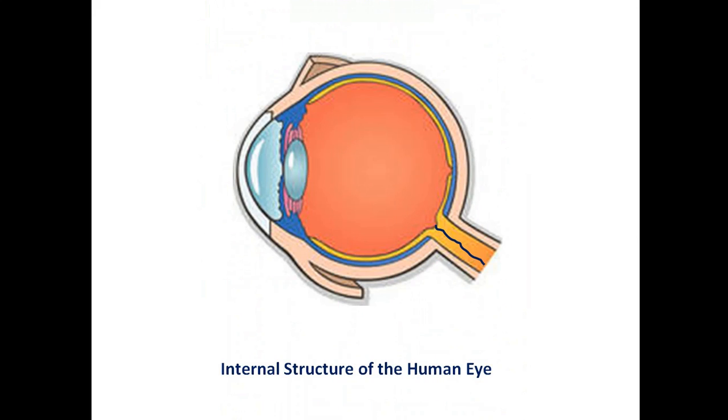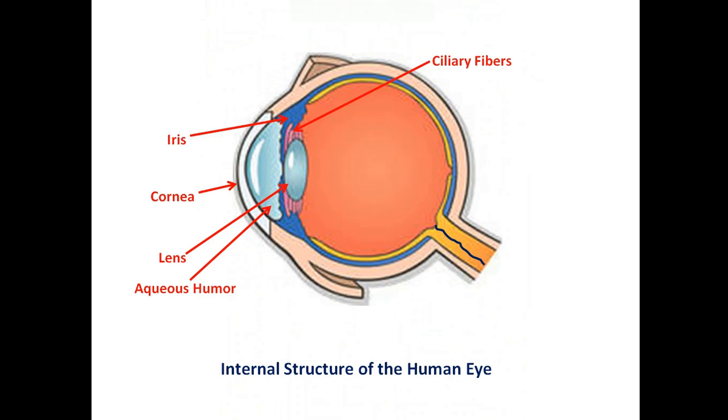There you go, this is the internal structure of the eye, and we will label it: iris, cornea, lens, aqueous humor, ciliary fibers, retina, vitreous humor, sclera, and finally the optic nerve. All these structures are extremely important, and we will discuss them in detail. And hey, you may take a screenshot of this picture.